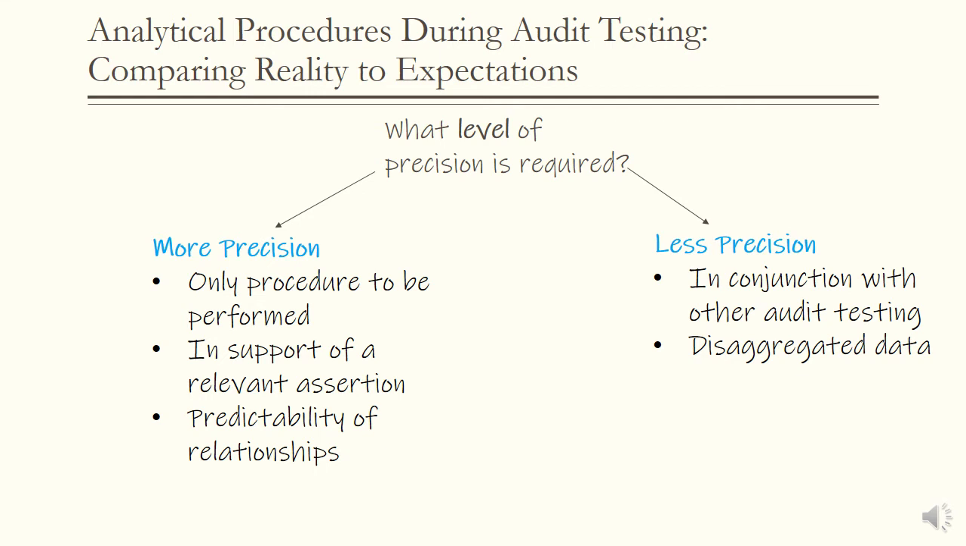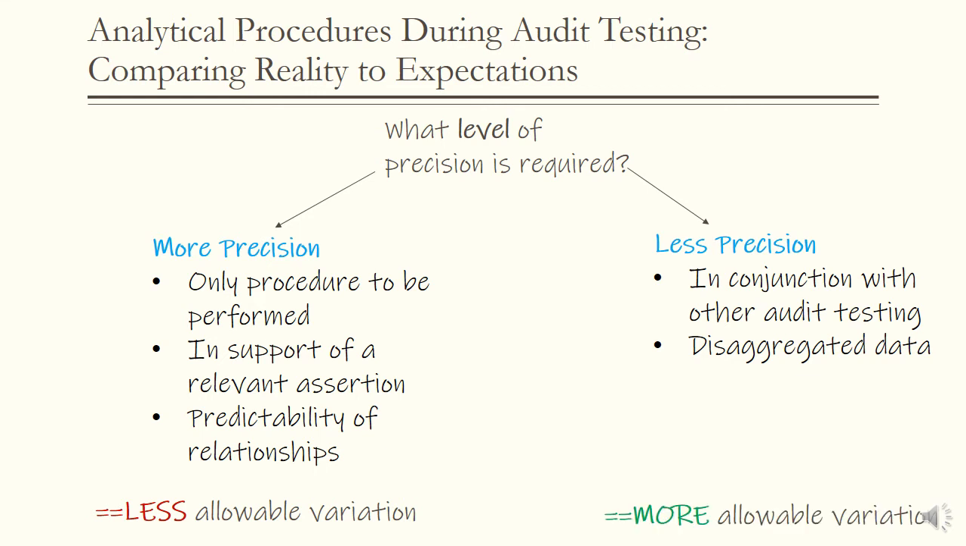Basically, the more precise your estimation, the less allowable variation. The wider the margin when you're comparing to a precise estimate indicates a higher likelihood of material misstatement. But in areas where you're dealing with less precision, that is a wider range of acceptable results, you can have more allowable variation from reality to expectations.